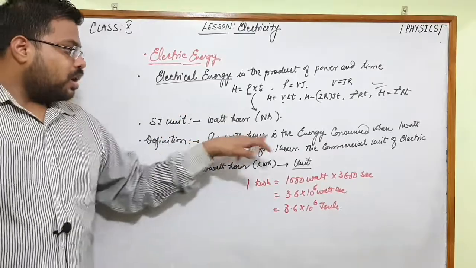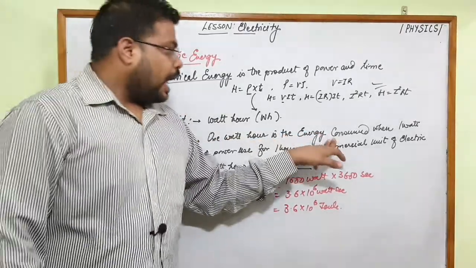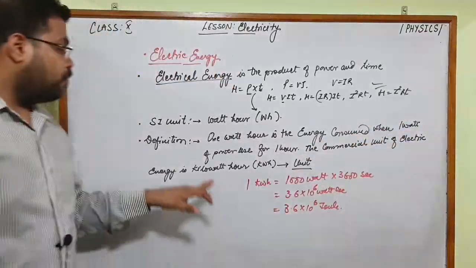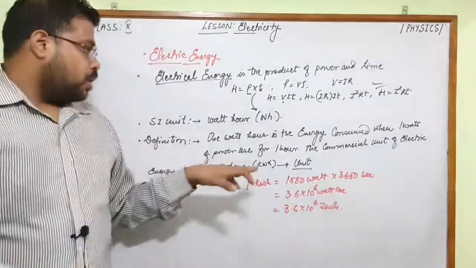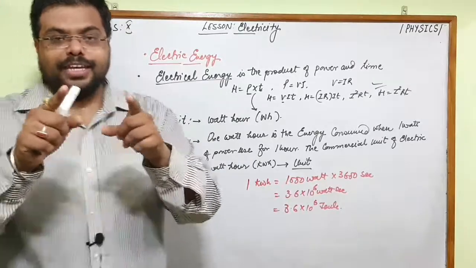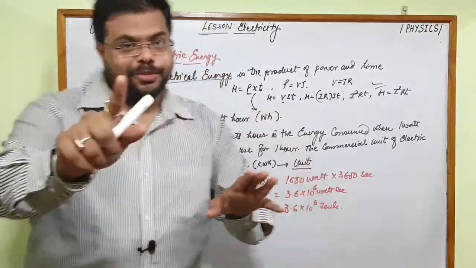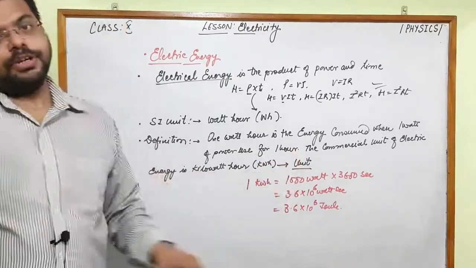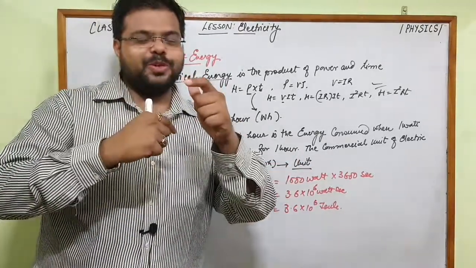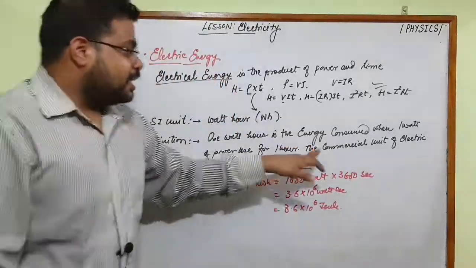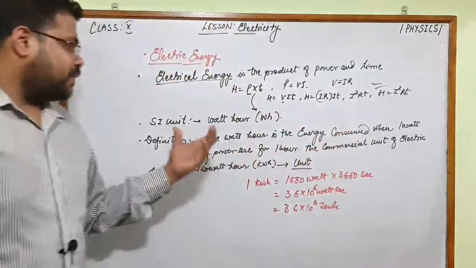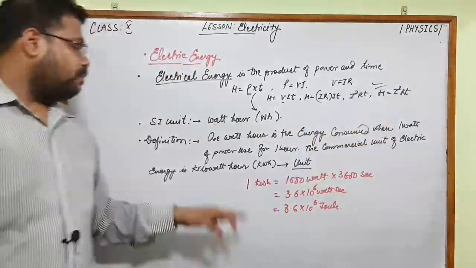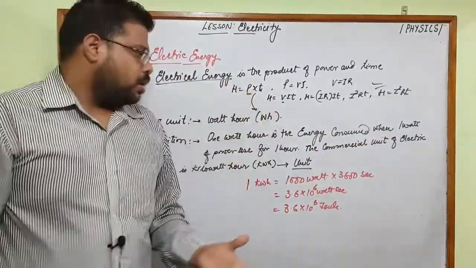So 1 watt hour is energy consumed when 1 watt of power is used to push the electrons, free electrons, for 1 hour. 1 आवर धक्का लगाने के लिए हमने इलेक्ट्रिसिटी बोर्ड से यूज करी। ओके, सो दिस इज डेफिनेशन, सो वंस अगेन यू सी 1 watt hour is energy consumed when 1 watt of power is used for 1 hour.